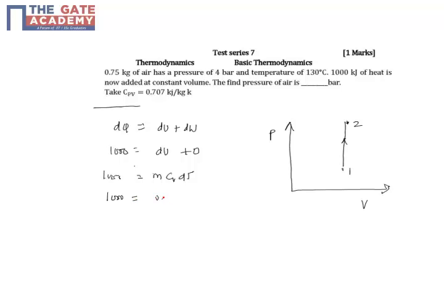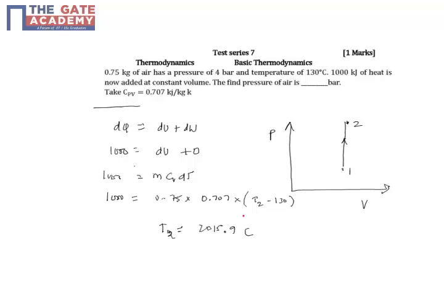So m is 0.75 and Cv is 0.707 kilojoules. Delta T is T2, which we don't know, minus T1, and T1 is basically 130. So 130. Okay, so from this, if we calculate, T2 comes out to be 2015.9. Okay, so that is T2 in degrees Celsius.